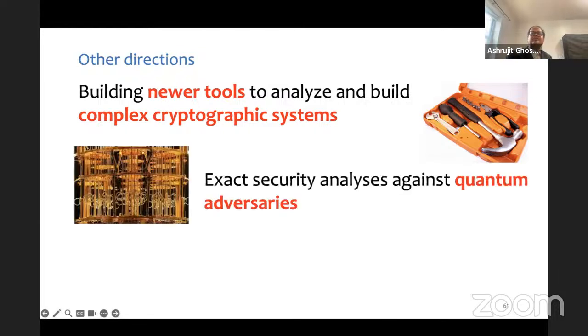Another goal for me is to develop a theory that studies the exact security of cryptographic systems against quantum adversaries. With the looming threat of quantum computers, it's essential that we understand how secure our cryptographic systems are against quantum adversaries. And while there's been a lot of recent progress on feasibility security results in this context, very little is known about concrete security of cryptographic systems against such adversaries. And this requires a lot of new theory to be developed.